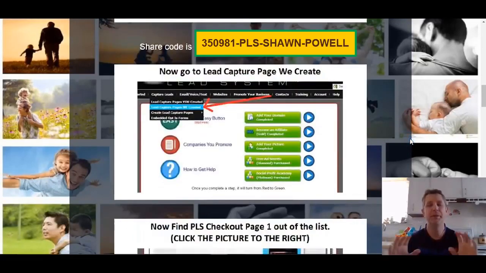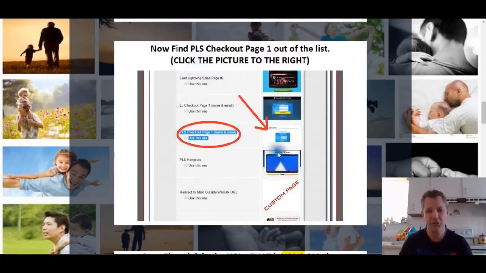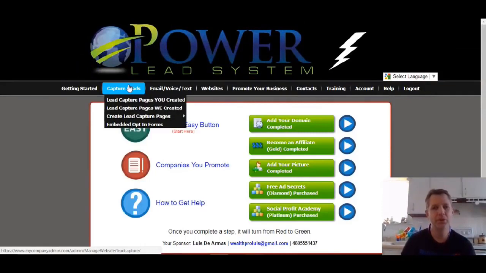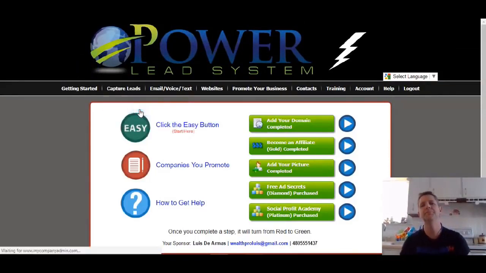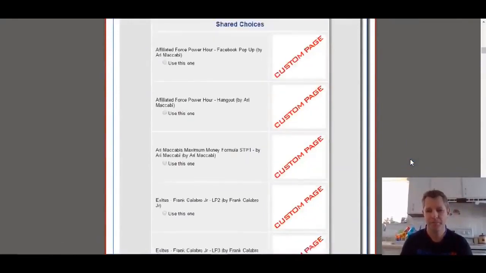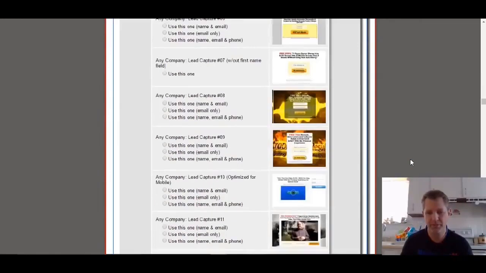Now, once you have that in, the page is already located. Now you can go to lead capture pages we created. And then you're going to scroll down, and the whole point of this is you're going to find your Power Lead System sign-up page. Okay, so this is connecting point A to point B, and we're going to do it correctly, and I'm going to explain to you why this is real important. So we're going to come up here to the top. Now we're going to go to lead capture pages we created. Alrighty. And all I'm looking for, y'all, is that Power Lead Systems page. That's all I want, is that one Power Lead Systems sign up page.